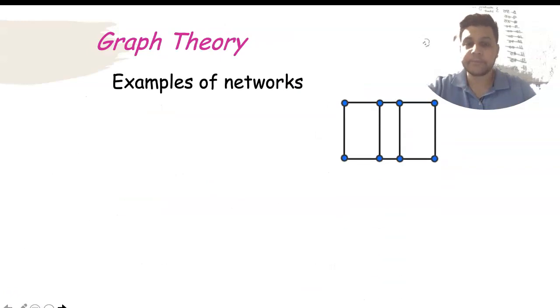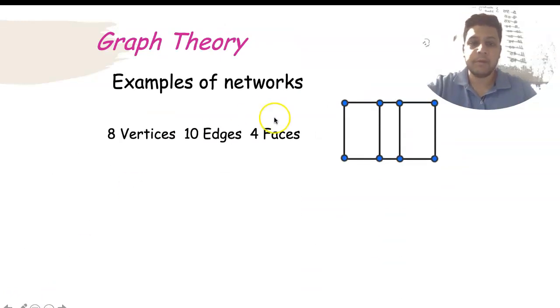So first example, here we have a network. It has 8 vertices. If we go through and count the vertices, there are 8. There are 10 edges and there are 4 faces. What it means by the 4 faces is, this is 1 face, 2 face, 3 face, and the entire outside is also a face, so that gives us 4 faces.